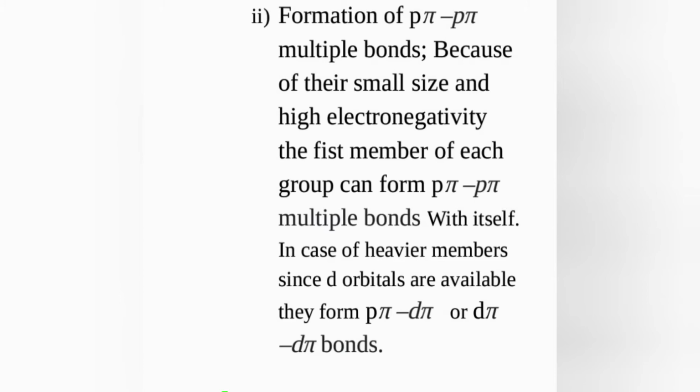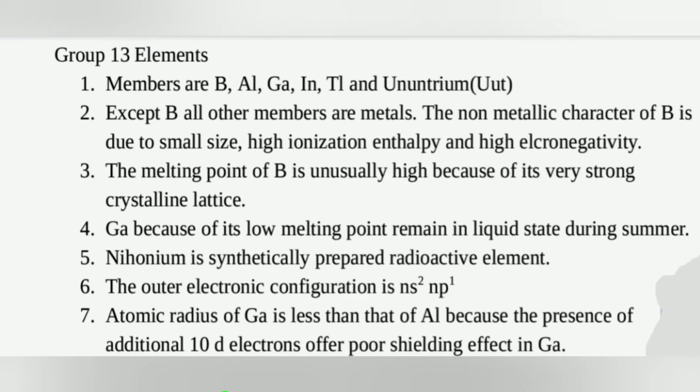So there are different types of multiple bonds like p pi-p pi, p pi-d pi and d pi-d pi, but the first member of the group of p block elements will show only p pi-p pi. The rest of the members can form either p pi-d pi or d pi-d pi multiple bonds. So these are the general characteristics of p block members. Now we are learning about the first two groups of p block in this chapter.